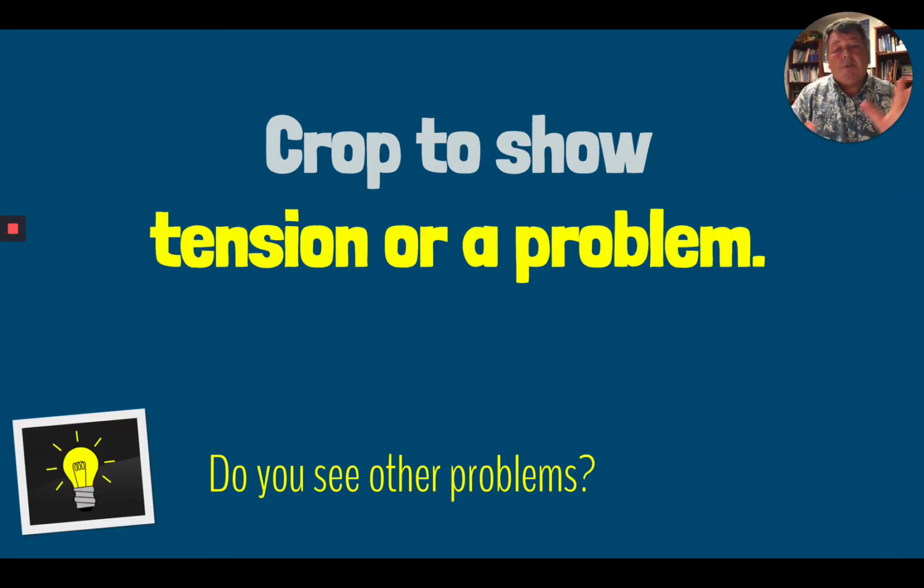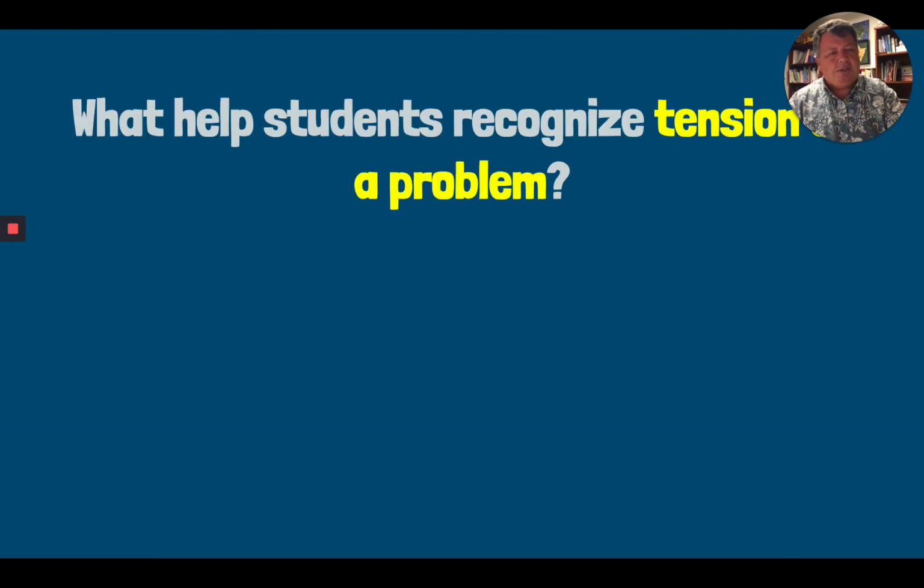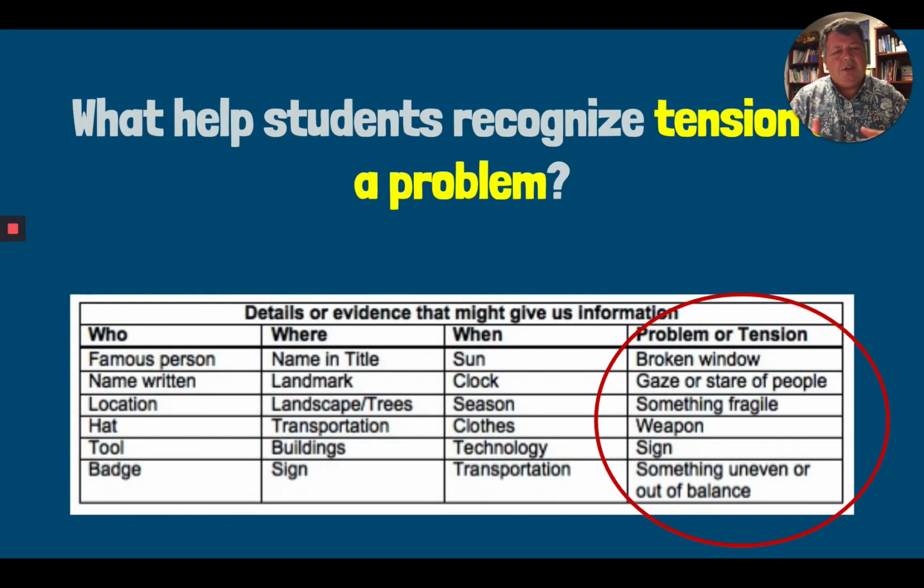Let's go to one last crop it question. Crop to an area that shows tension or a problem. You may not have this in your primary source. So as a teacher, you have to be aware, is this a good question to use? Because problem and tension areas might be an expression on someone's face. It might be a weapon. It might be disrepair or damage in a building.